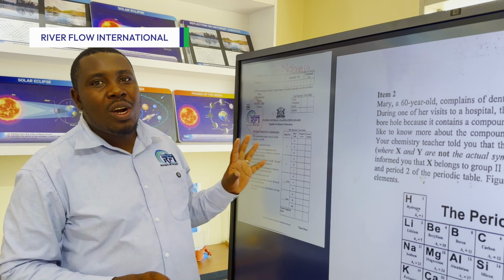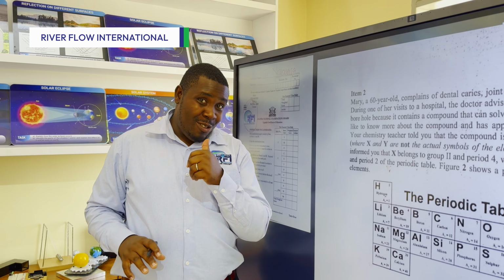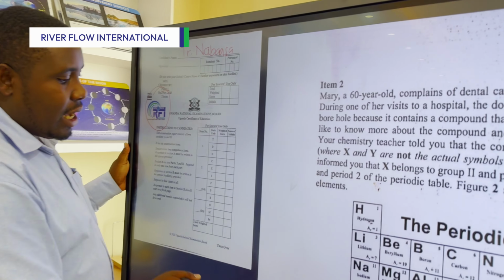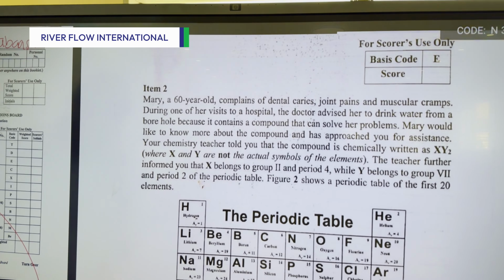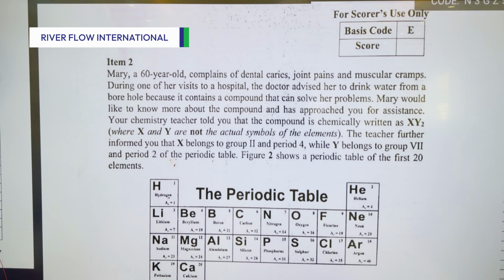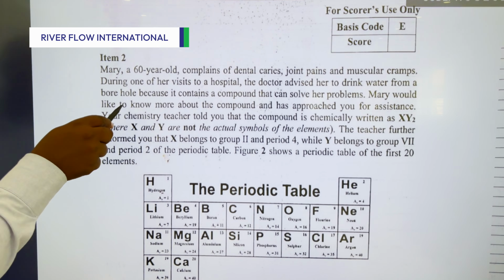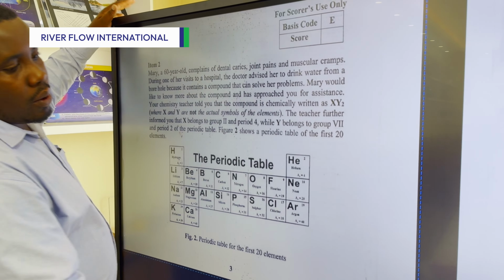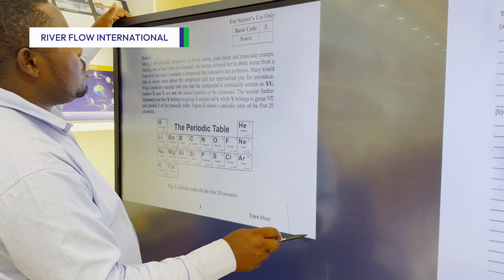Today we want to look at item 2. In the previous video, we looked at item 1. And now we are going to look at item 2. So this is what we are going to do. Let's read through it. This is our item that we are going to do today.